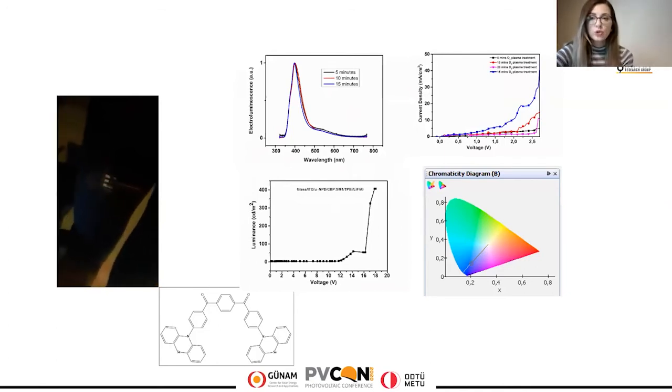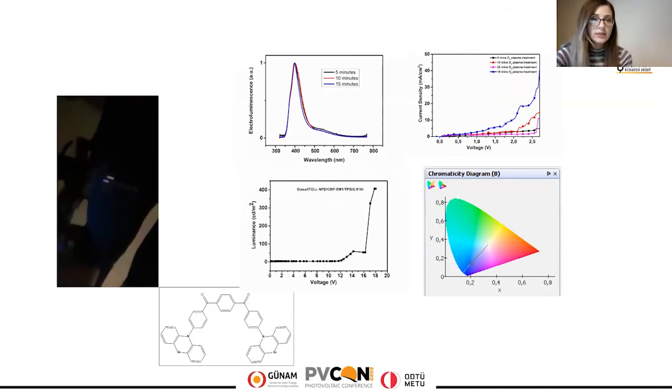When another small molecule, decathlon type molecule, is used in the emissive layer as a guest material, we get blue color, with 400 candela per square meter luminescence value. You can see the electroluminescence versus wavelength graph, current density versus voltage graph, and luminescence versus voltage graph. And finally, the chromaticity diagram here. You can see our device final picture here.